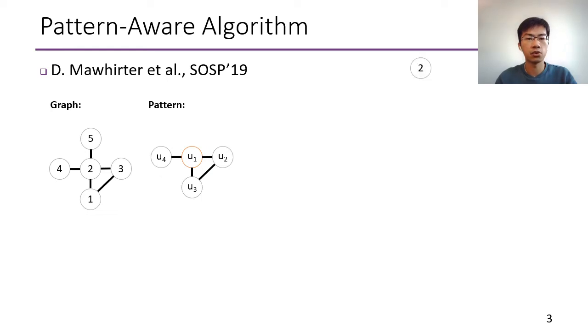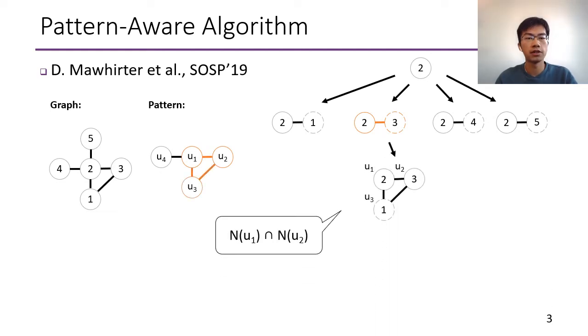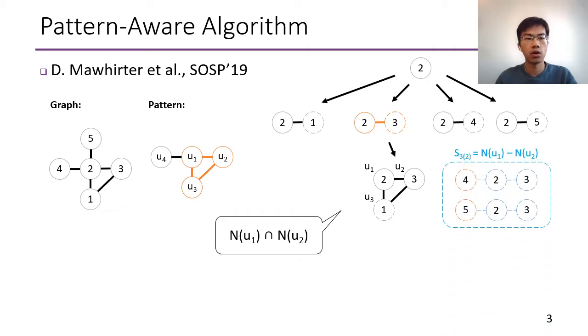When we start from vertex 2 as U1, we first find all its neighbors as the candidates for U2 at the first level. One of the branches leads to subgraph 2, 3. For the next level of U3, we notice U3 must be a neighbor of both U1 and U2, so we take a set intersection of the neighbors, which results in only one vertex, 1. Meanwhile, we also calculate the partial results for the candidate vertex set for U4, which is connected only to U1 but not U2, so we do a set subtraction, resulting in a set of 2 vertices, 4 and 5.